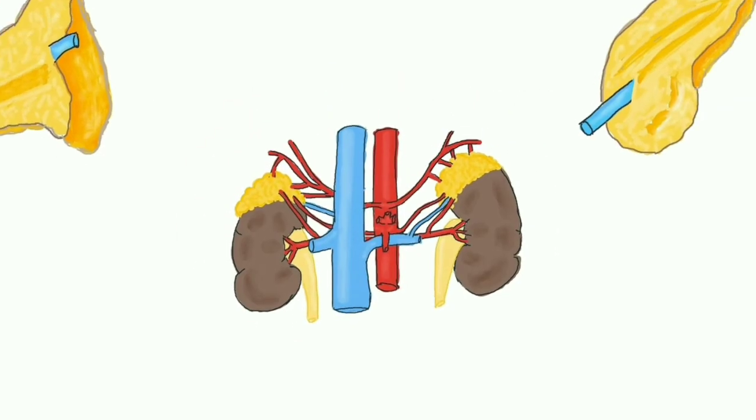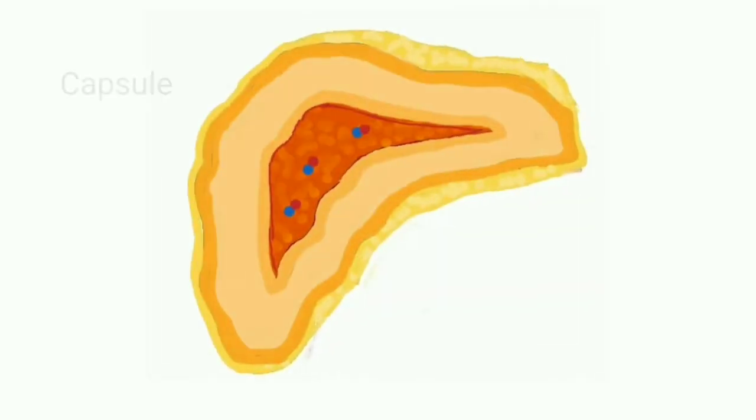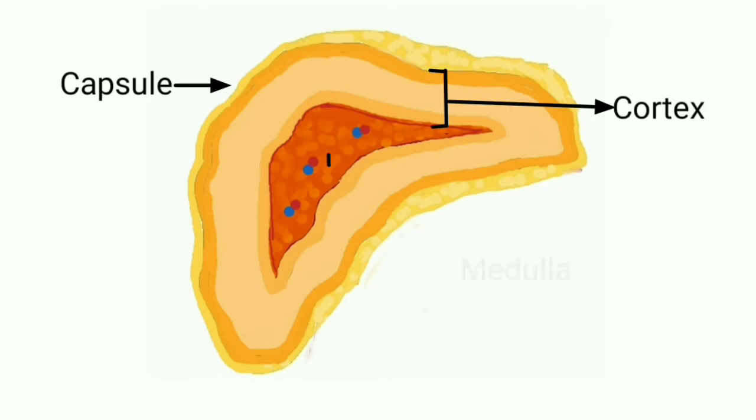The right gland is pyramidal in shape, while the left is semilunar in shape. Each gland weighs approximately 5 grams. A thick capsule consisting of connective tissue surrounds the entire adrenal gland. The adrenal gland is composed of outer yellow cortex and inner reddish-brown medulla.